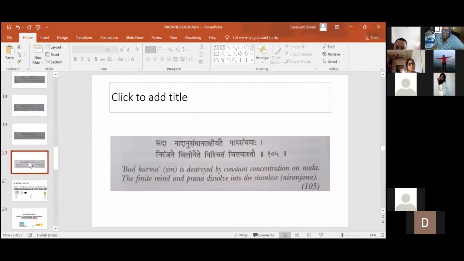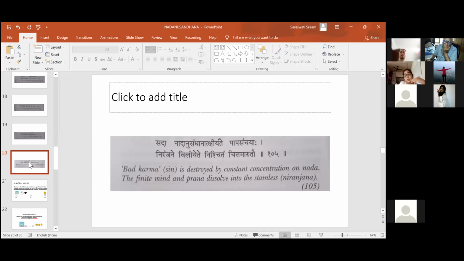One more, the last. What is the purpose of Nadanusandhan? All the bad karma is destroyed by simply concentrating on the Nada. The mind and the prana dissolve and become one. That is why he gave the example of wood and fire. You need fire to burn the wood, but after burning, both become one. So Nadanusandhan is responsible for destroying bad karma. Finally, the distractions of the mind are stopped, and the mind and prana become one.